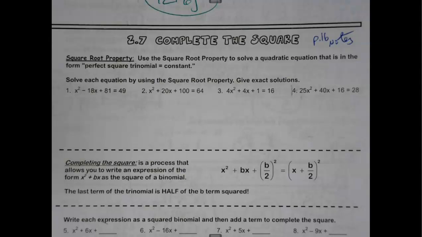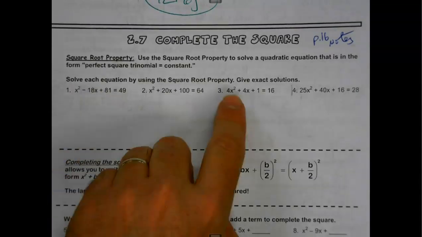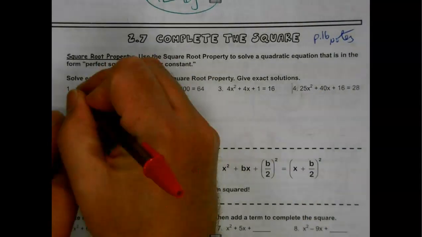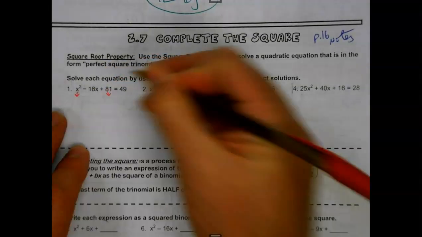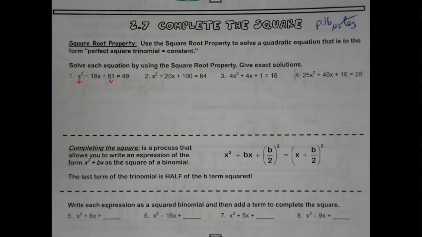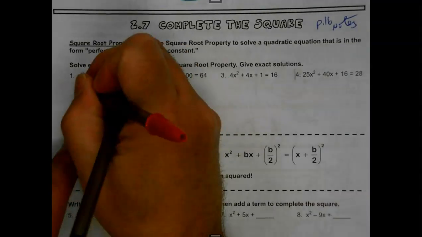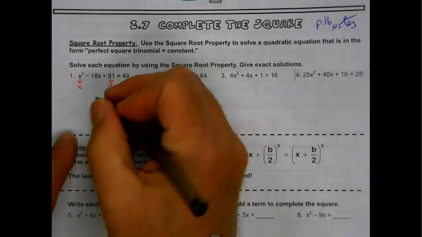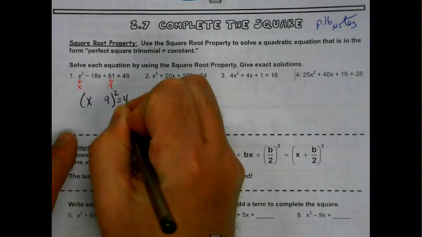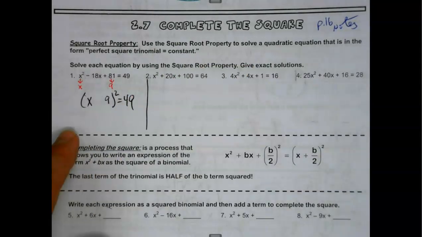So, solve each equation by using the square root property. Give exact, no decimals, solutions. All three of these, okay? I've said it, I'm going to say it again. You've got to be getting to a point that you see perfect squares and you notice them. Like here, x and 9 gives me x and 9 squared.